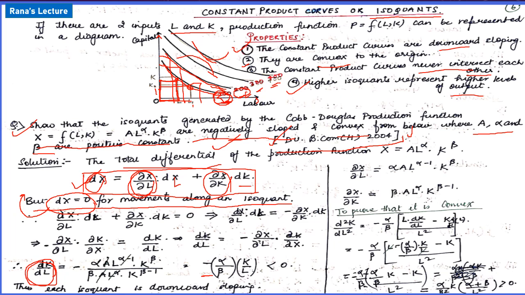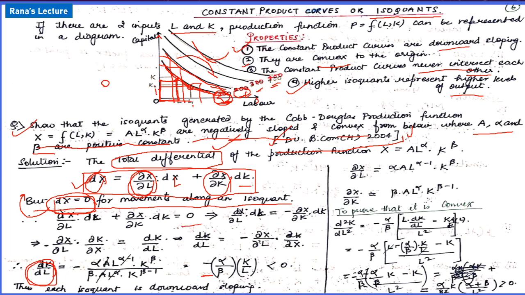Why? Because all the variables, whether it is capital or labor, are varying. They are not constant, right? And dx is equal to 0. Why? Because these isoquants are representing varying levels of output. That is, this is 100, this is 200, this is 300, this is 400. When you find the total differential, you will get 0. So the total differential of 100 is 0, of 200 is 0, of 300 is also 0, and of 400 is also 0. So dx is equal to 0 for movements along an isoquant, right? So we put dx equal to 0.